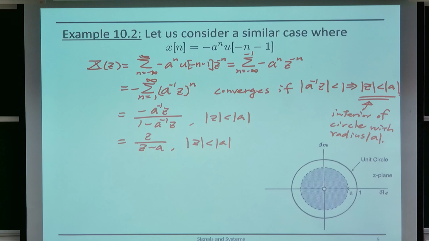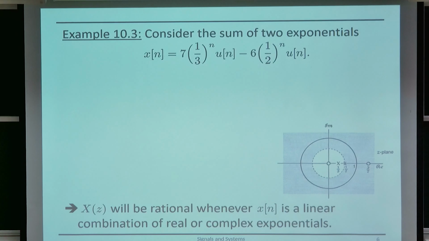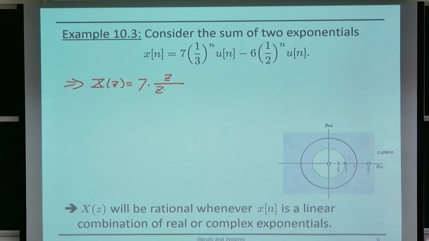Okay. Now let's look at another example. Okay. So here, suppose that we have a sum of two geometric series. So we have 7 times something that is in the form of example 10.1. And here we have 6 times something that is also in the form of example 10.1. Okay. So by applying example 10.1, we get directly the z transform, which is 7 times z over z minus 1 over 3 minus 6 times z over z minus 1/2.